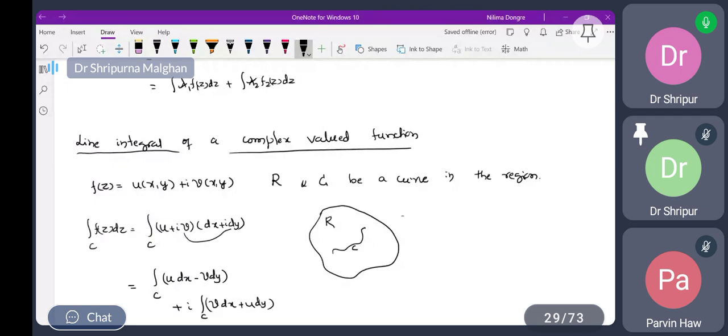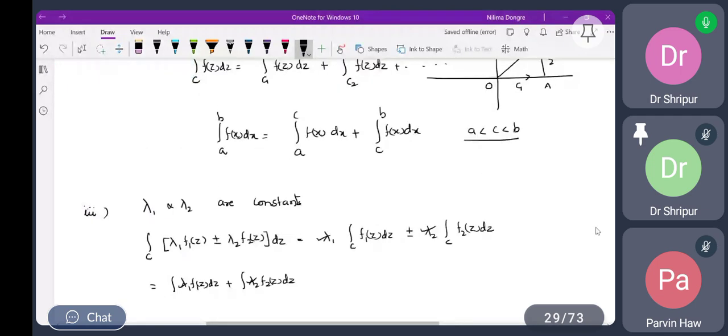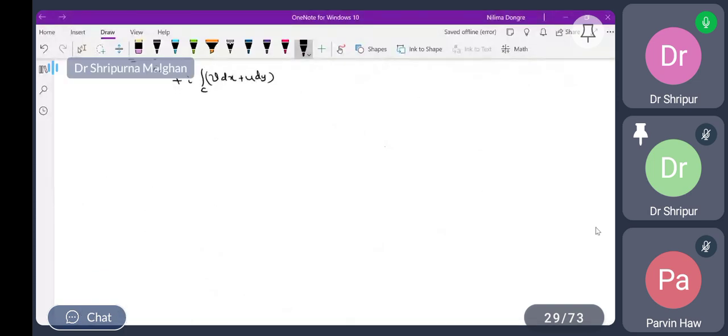This clearly shows that evaluation of a line integral of a complex valued function is nothing but evaluation of two line integrals of real functions.